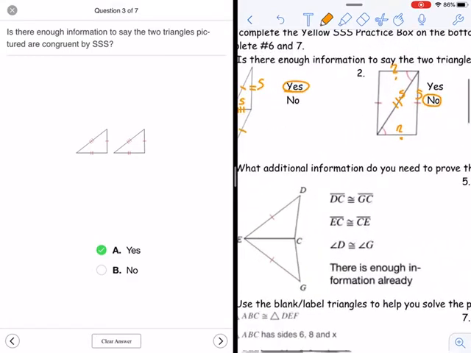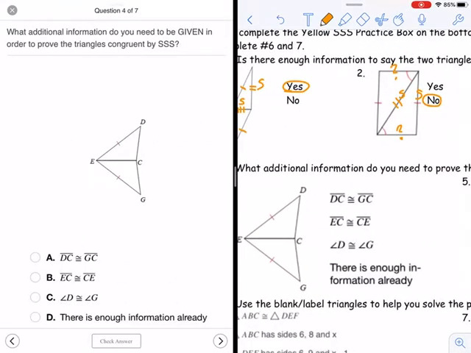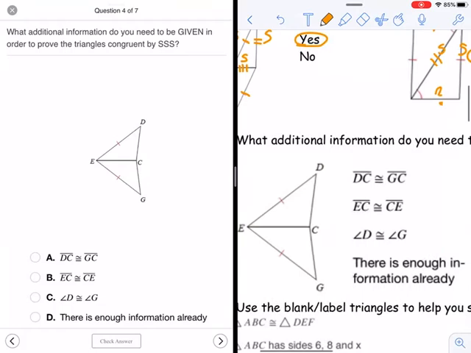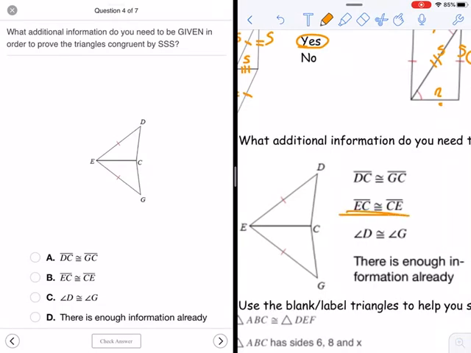All right, now this is asking what additional information do I need to prove that these triangles are congruent by side-side-side. It's not EC is congruent to CE. That's not the answer. Why? Because we know that's congruent. I have a side, but what I need to know is that DC is congruent to GC. Because if I know these 2 sides are congruent, then I know all 3 sides are congruent. So boom, that's the answer right there. Nice.